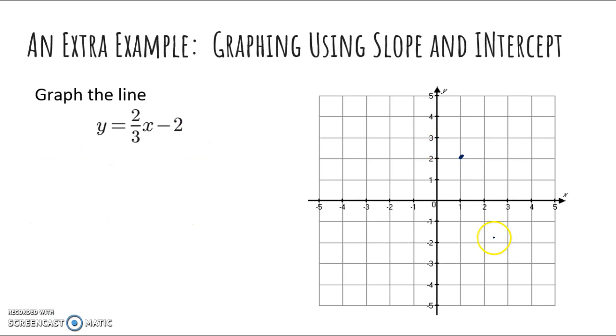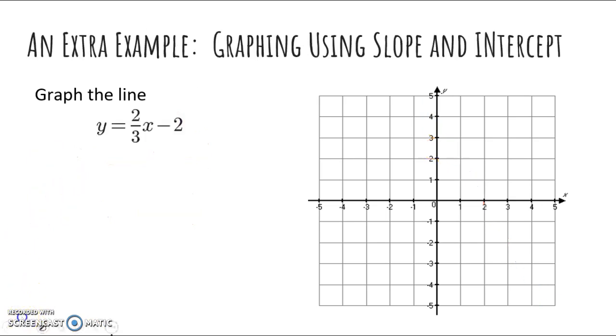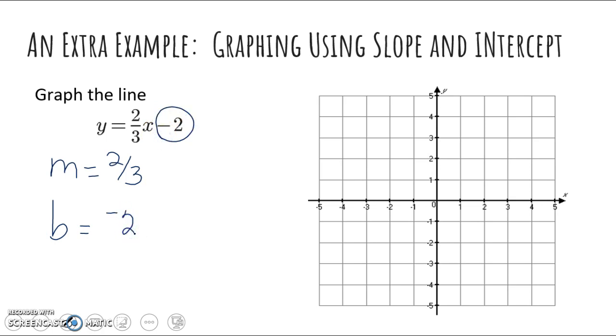All right, pause the video and you try 2/3 x minus 2. Okay, here we have a slope of 2/3. That's our rise over our run. And our B, our y-intercept, is negative 2 because you're subtracting 2. So that's the point 0, negative 2.